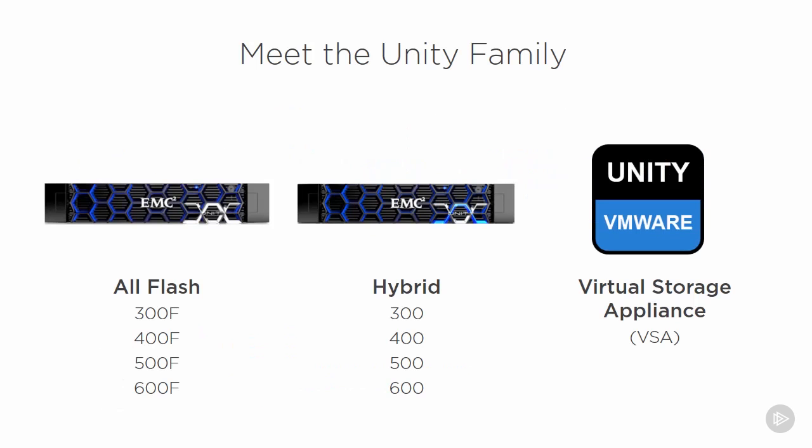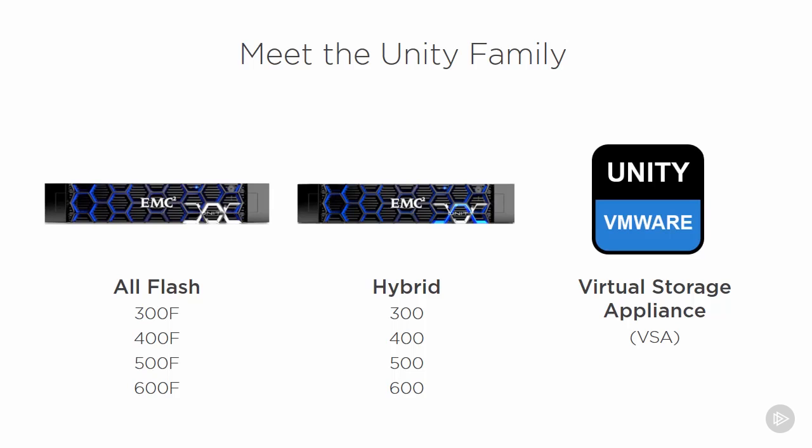So let's meet the Unity family. Unity is made up of 3 different platforms. The first one is an all-flash platform. The second is a hybrid, which includes both traditional SAS and nearline SAS disks, along with SSD. And then finally, the platform that we're here to talk about, the Unity Virtual Storage Appliance, or VSA.